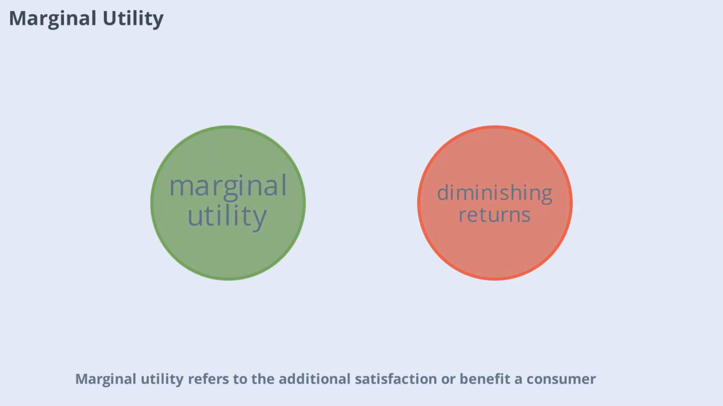Marginal utility refers to the additional satisfaction or benefit a consumer gets from consuming one more unit of a good or service. As you consume more of something, the extra benefit you receive usually decreases, a concept known as diminishing marginal utility. For example, the first slice of pizza might be incredibly satisfying, but the fourth or fifth slice is less enjoyable. Understanding marginal utility helps explain consumer choices and how demand curves are shaped.